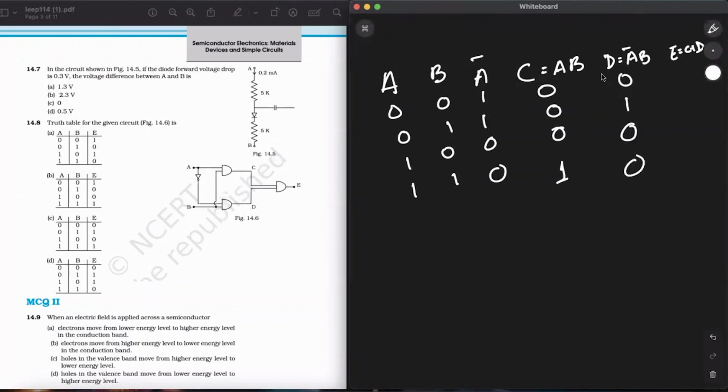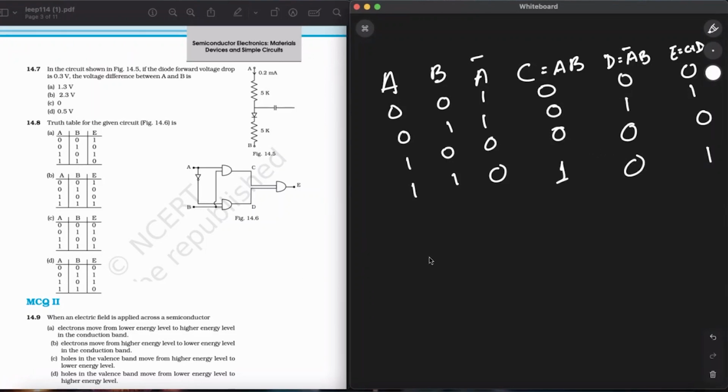E is C plus D. C plus D is an OR. Okay. So 0, 0 will be 0, 0, 1 will be 1, 1, 0 will be 1. 0, 0 will be 0, 0, 1 will be 1. This is the OR procedure. So we have found the values for E: 0, 1, 0, 1. Now we'll just match it with the truth table.